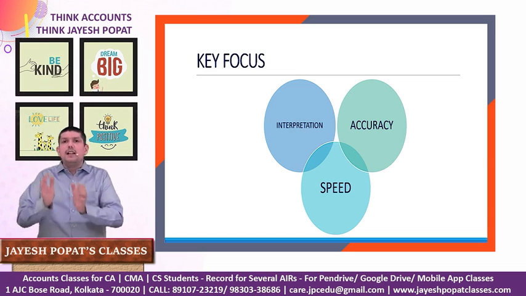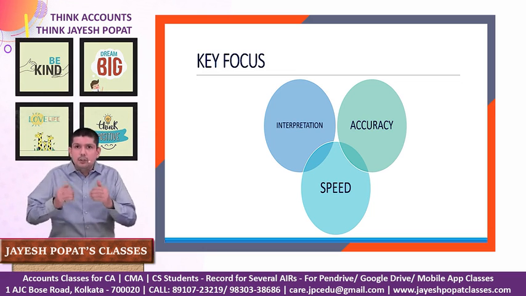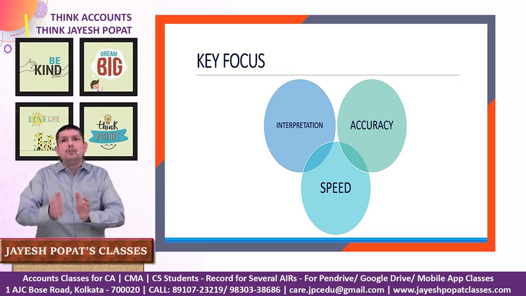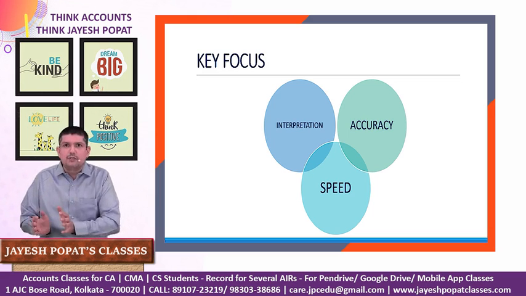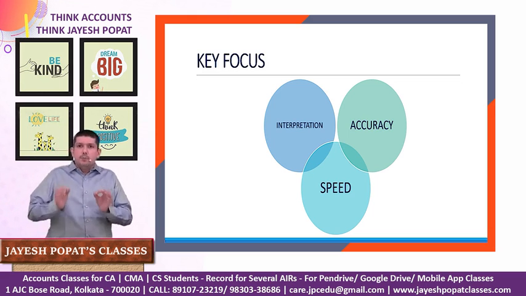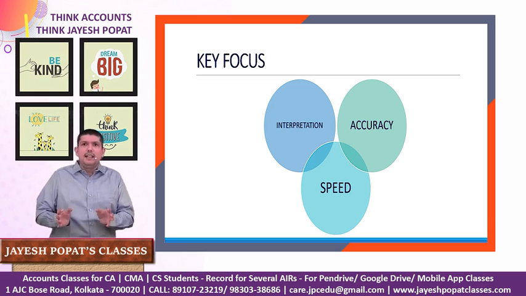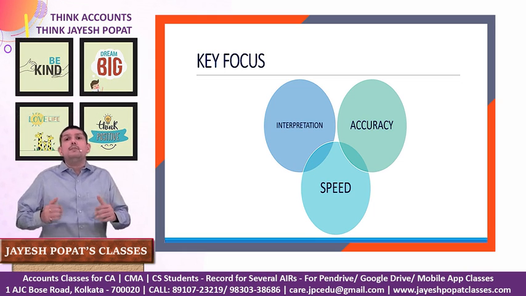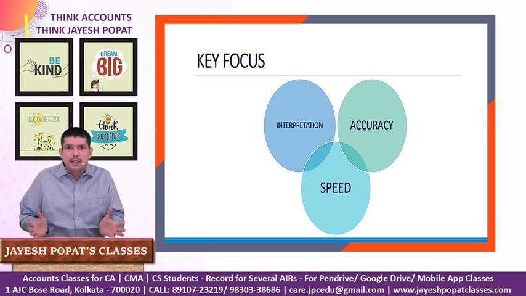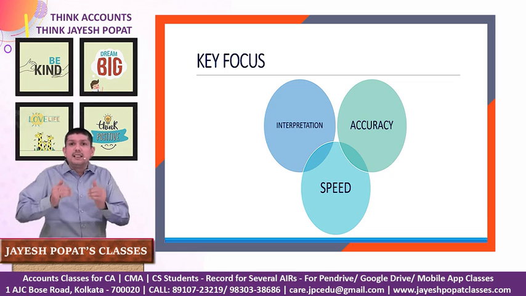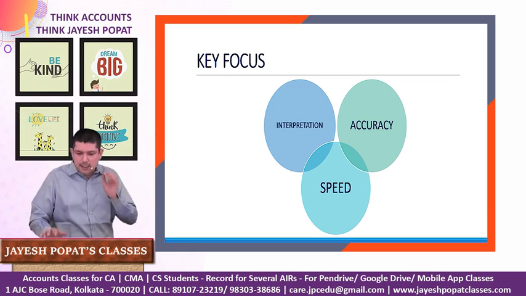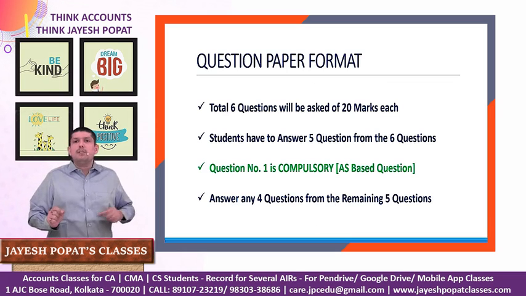Then accuracy. While you are writing your answer, you need to be accurate, you need to be focused, because if you are not accurate, you may have to revisit and that will lead to wastage of time. And speed is one of the most essential elements while you are writing any exam, because if you know 100% of the paper but you are not able to complete it, it does not make any sense. So you need to maintain a consistent speed while you are writing your paper, which we'll cover under time management. Now let us talk about the question paper format.